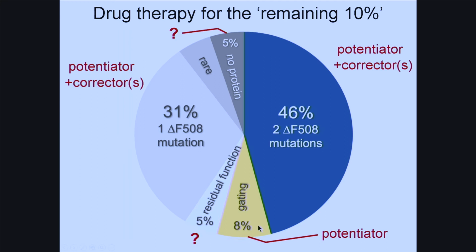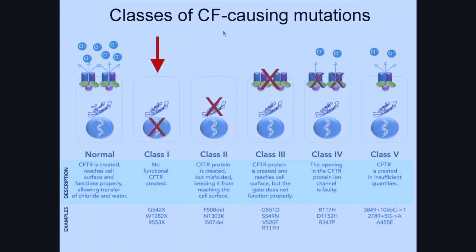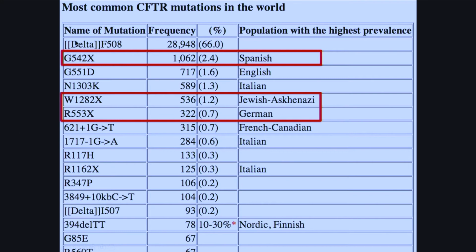But of the remaining 10%, perhaps the most challenging are this half of the remaining 10%, 5%, in which no CFTR protein is made. And these are the nonsense mutations, also called class 1, in which there is an X, meaning that the protein is truncated and that the full protein is never made. And it turns out, of the 6 most common CFTR mutants that cause CF worldwide, 3 out of the 6 fall into this category of nonsense mutations: G542X, 1282X, and R553X.